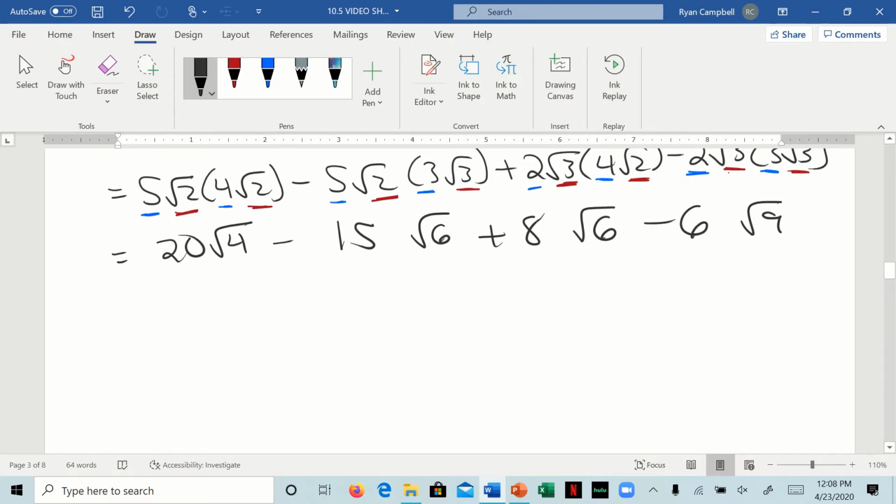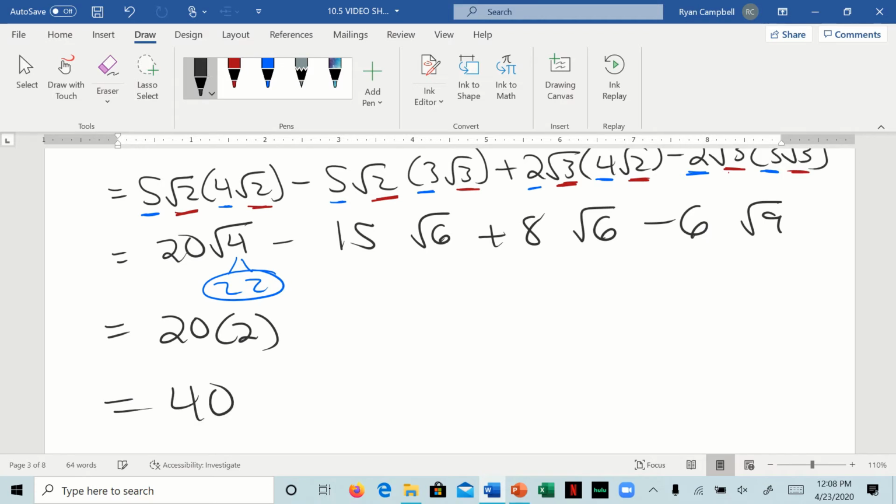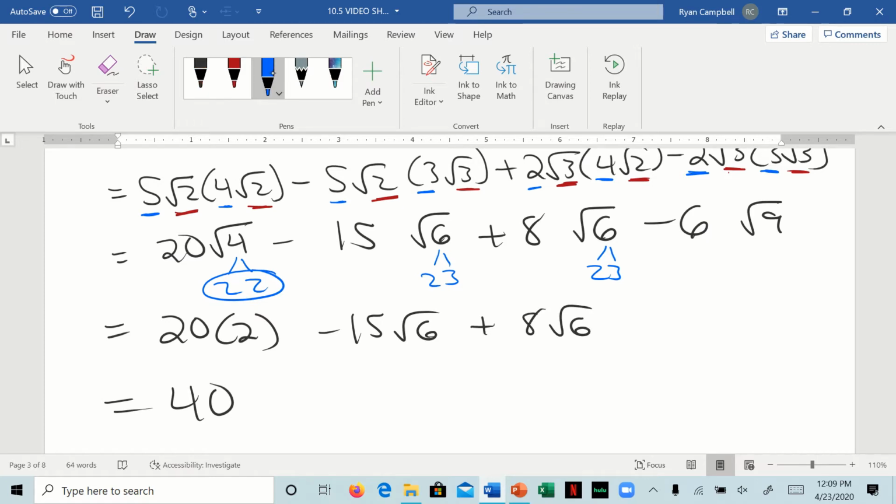So let's see if we can simplify. So 4, that's 2 and 2. So square root of 4 is just 2. So we see that that's 20 times 2, which is 40. 6 is 2 and 3, so nothing. That's as simplified as it goes. And then 9. Square root of 9 is 3, right? So you end up with negative 6 times 3, which is negative 18.